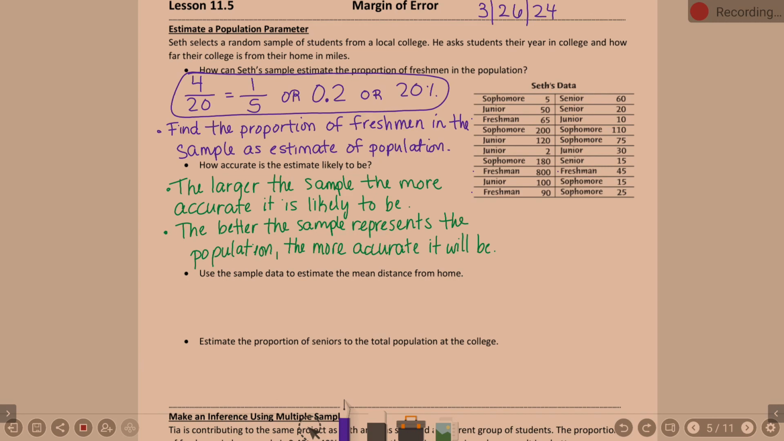The next question says, use the sample data to estimate the mean distance from home. What are you guys pulling out right now? Calculators, yes? Because they're asking us to use this data we were provided to find the mean distance from home. How do we find mean? Add them all together, divide by how many there are. Add those numbers and divide by the number of numbers. So that means we're dividing by what? 20.